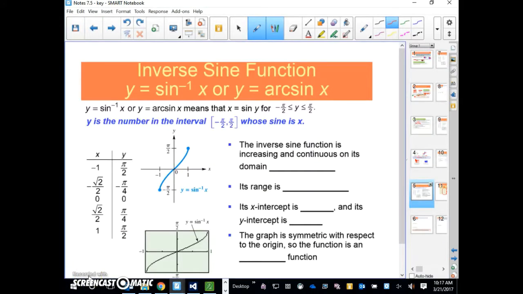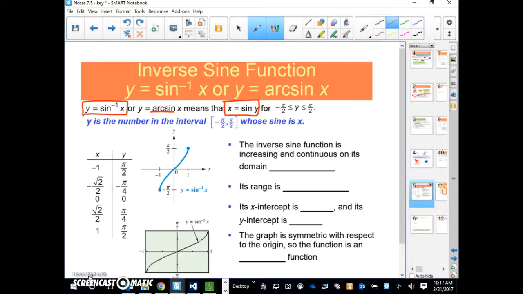Inverse sine function. If we look at y equals inverse sine of x, or sometimes it's written as arc sine, what that means is sine of what equals x, okay? Sine of y is going to equal x. So inverse sine is kind of undoing the sine function, I suppose.